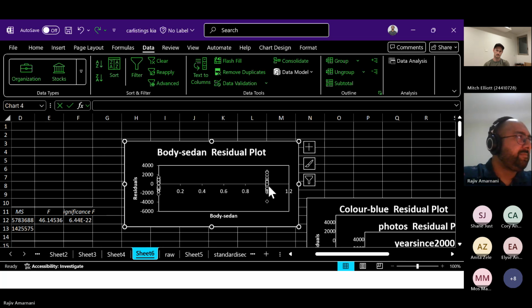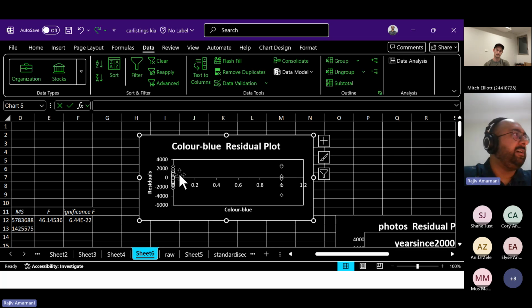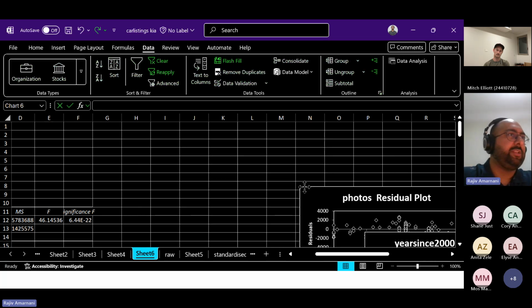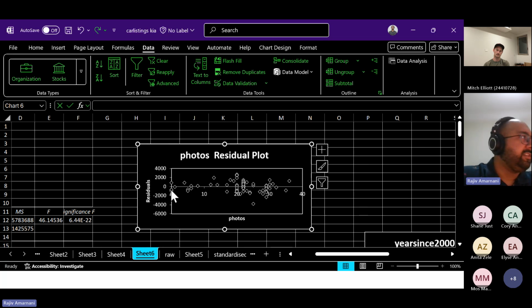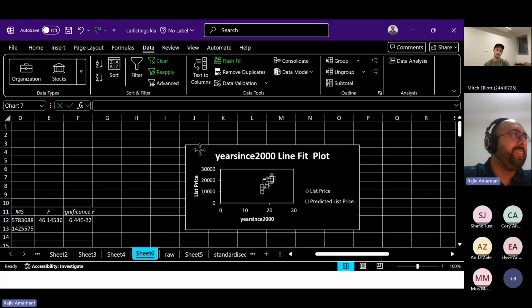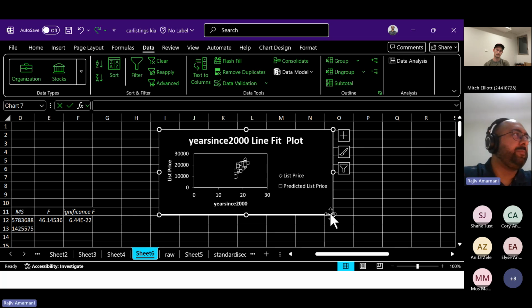Here we have for sedans and hatchbacks, similar thing. The model is very slightly better at predicting list price for hatchbacks than for sedans. Not a huge deal. Here we have for colors, similar idea. Photos, number of photos and the residuals. Seems like a reasonable spread. Yeah, and here we have the line fit plot.